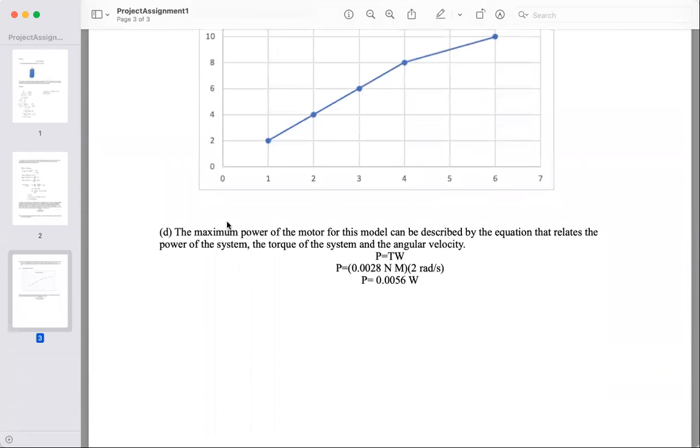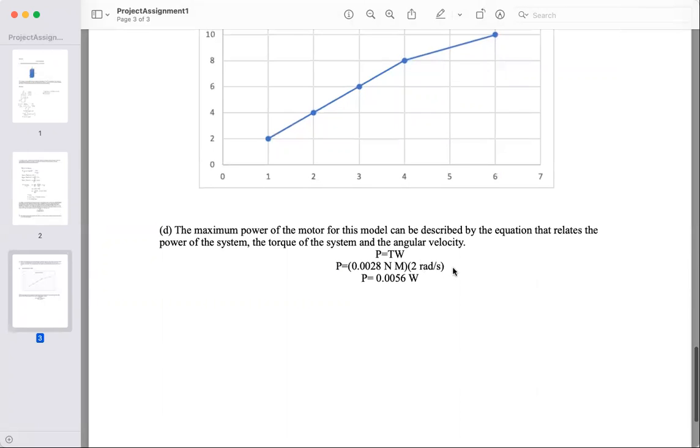And then the maximum power of the motor for this model can be described by the equation that relates the power of the system, the torque of the system, and the angular velocity. I found this equation after doing some research. So power equals torque times angular velocity. The torque is 0.0028 newtons per meter, and the angular velocity is 2 radians per second. So I got the power is 0.0056 watts.